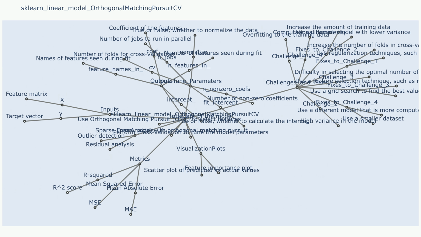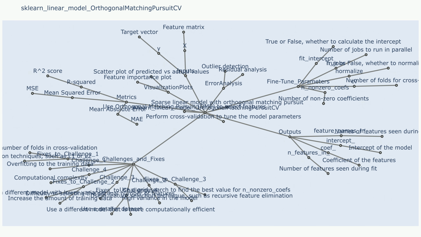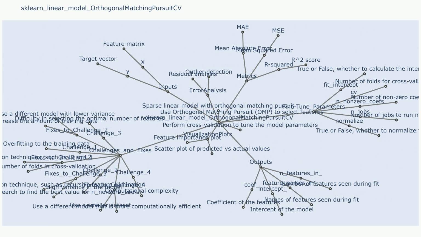Steps. 1. Split the data into training and validation sets. 2. For each fold in cross-validation: A. Train an orthogonal matching pursuit model with a specified number of non-zero coefficients. B. Calculate the performance metric, e.g. mean squared error, on the validation set. 3. Choose the number of non-zero coefficients that yields the best performance across the cross-validation folds. 4. Train the final orthogonal matching pursuit model with the selected n non-zero coefs on the entire training set.